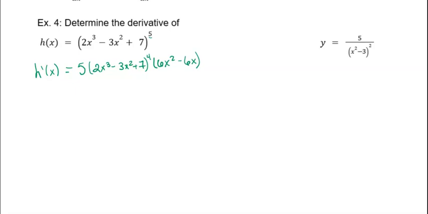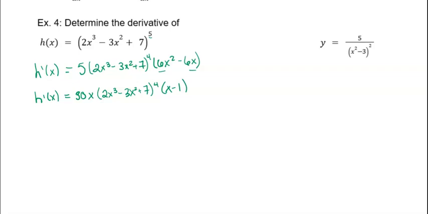Okay, and now I can maybe simplify this. I've got some like terms here. So I want to bring that 6 out, and I'm going to go 5 times 6 is 30. I'm also going to bring the x out. Typically, we write things in order of decreasing exponent value. And so that one's done.